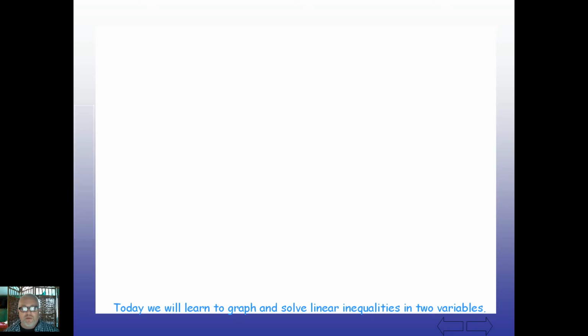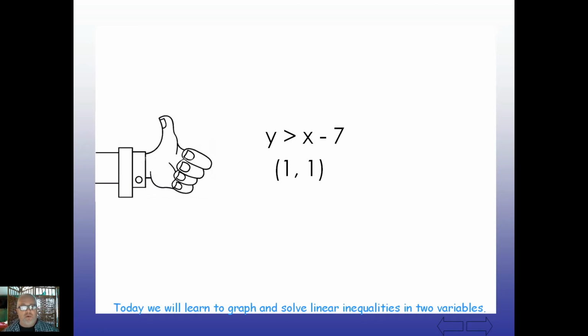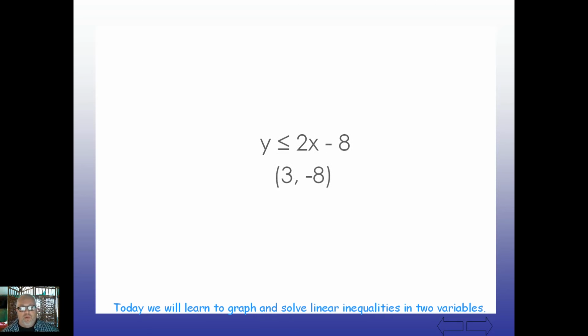How about this one here? Y is strictly greater than x minus 7. Well, y is 1 and x is 1. 1 is strictly greater than 1, subtract 7. 1 minus 7 is negative 6. A positive number is always larger than a negative number, so thumbs up on that one, yes.